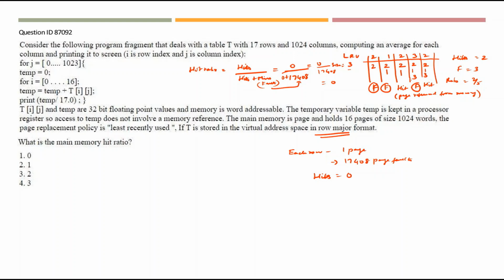The same case I am applying here. There are 17408 page faults and there are 0 hits for 17408 elements. When there are 0 hits, 0 by anything will give me 0. So what is the main memory hit ratio? Option number 1, 0, will be the right answer. In row major format, there are 17408 page faults for 17408 elements. In this case, there are no hits. Therefore, hits is equal to 0. That's why the hit ratio is 0.